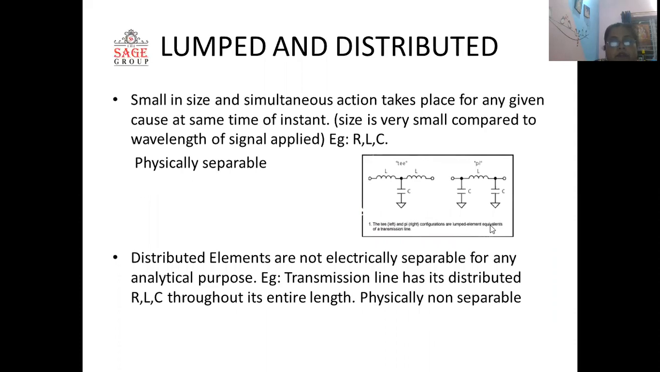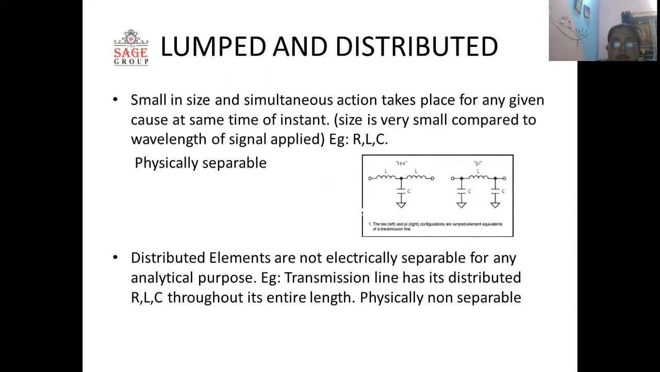Lumped and distributed elements. Lumped elements are small in size, and simultaneous action takes place for any given cause at the same instant of time. Size is very small compared to the wavelength of the signal applied. For example, R, L, and C, that is resistance, inductor, and capacitor. They can be physically separable.